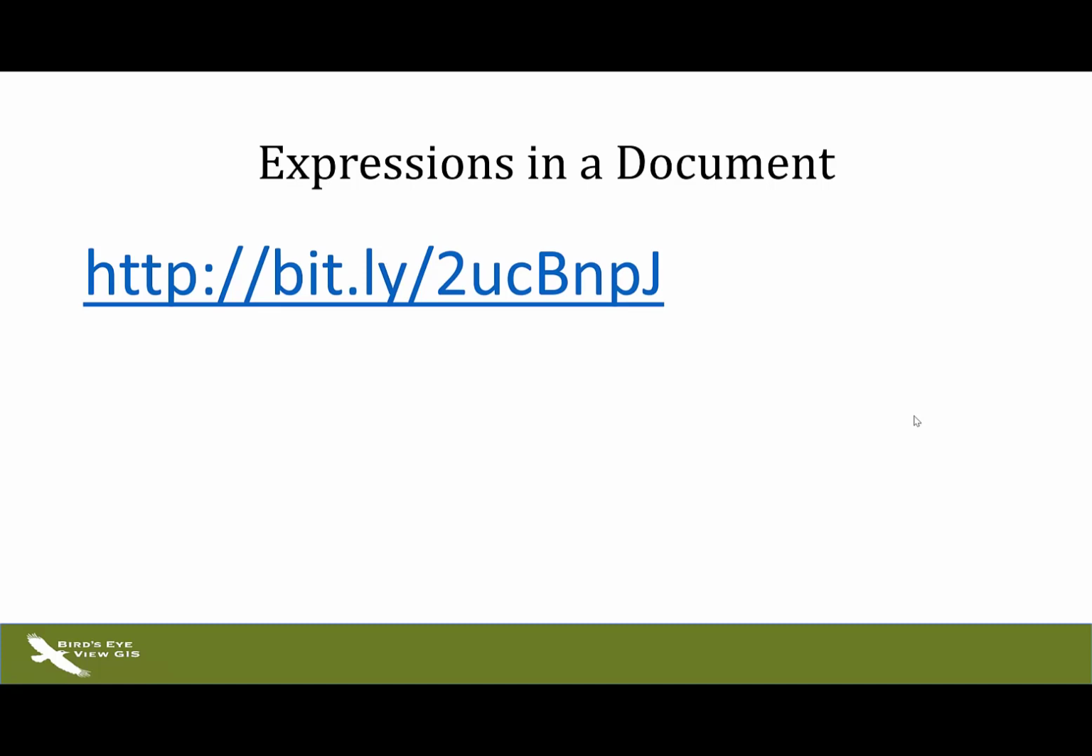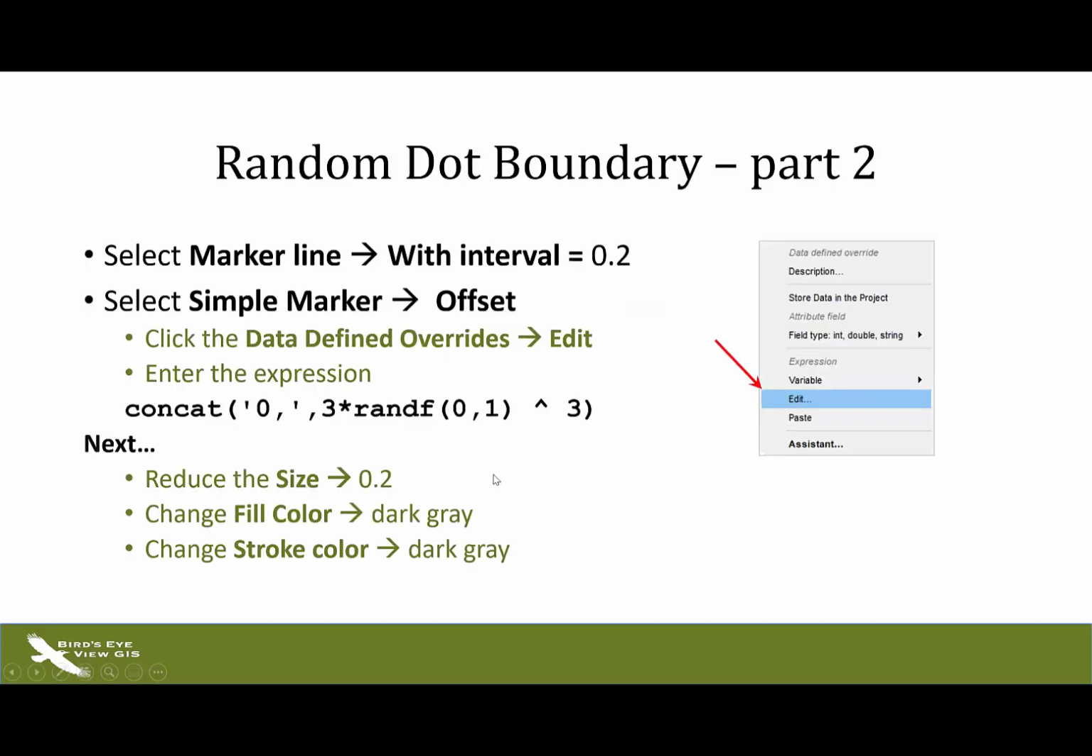First, it's called random dot boundary, and you're just going to use that concat expression that's tied to that. So again, for your random dot boundary, you're going to select the marker line component, and you'll see an argument for width interval. You're going to reduce that down to 0.2. That just reduces the spacing of the marker line points.